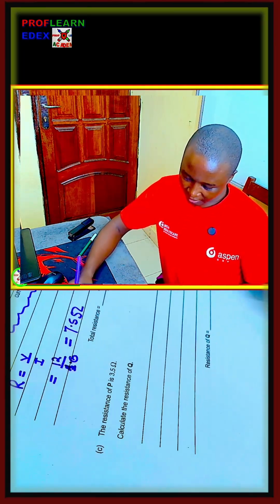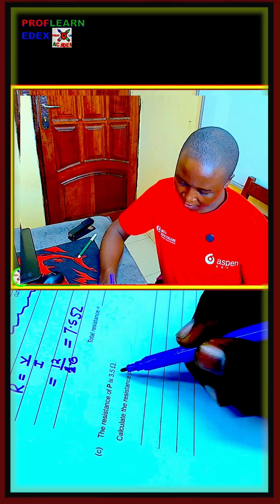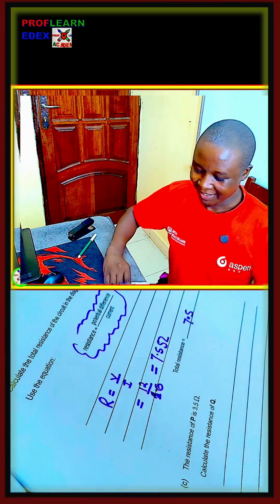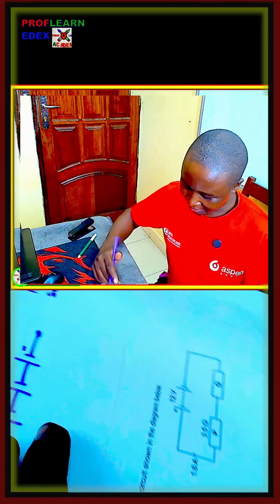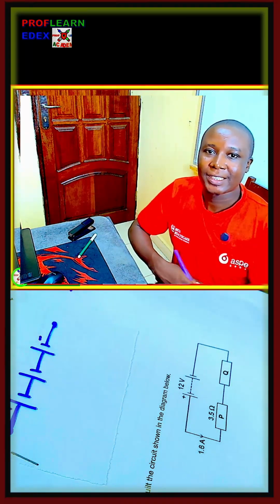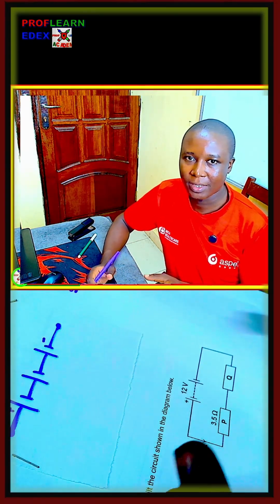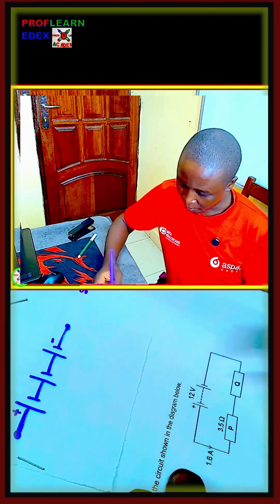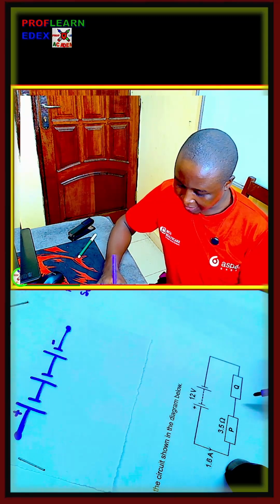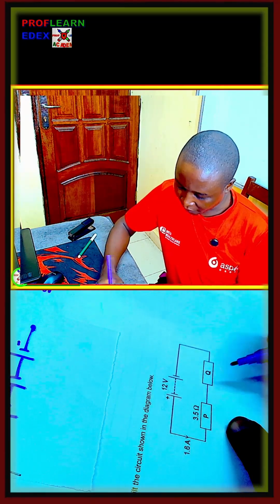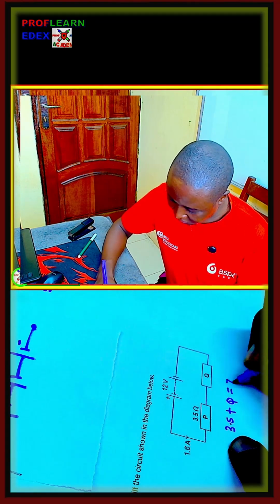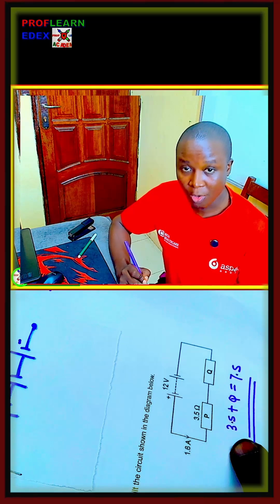Now the resistance of P is 3.5. Calculate the resistance of Q. In order to work out the resistance of Q, what you need to realize is that these two resistors are in series, and if resistors are in series, the total resistance will be the sum of these resistors. We have found the total resistance in this circuit is 7.5, so 3.5 plus Q should give us the 7.5 that we got on the other side.